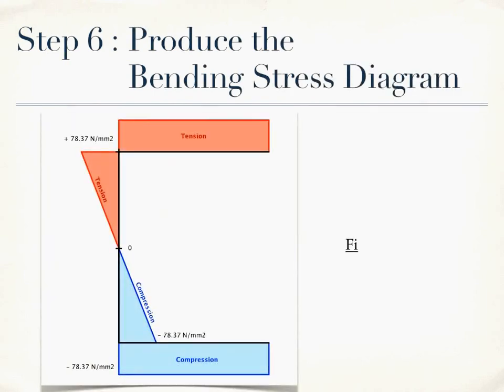To get the bending stress diagram, we substitute coordinates x1, x2 into our formula for the edges of our cross-section, and we get the bending stress diagram shown. The top of the beam is in tension and the bottom of the beam is in compression. The convention is that tension is positive, and compression is negative.